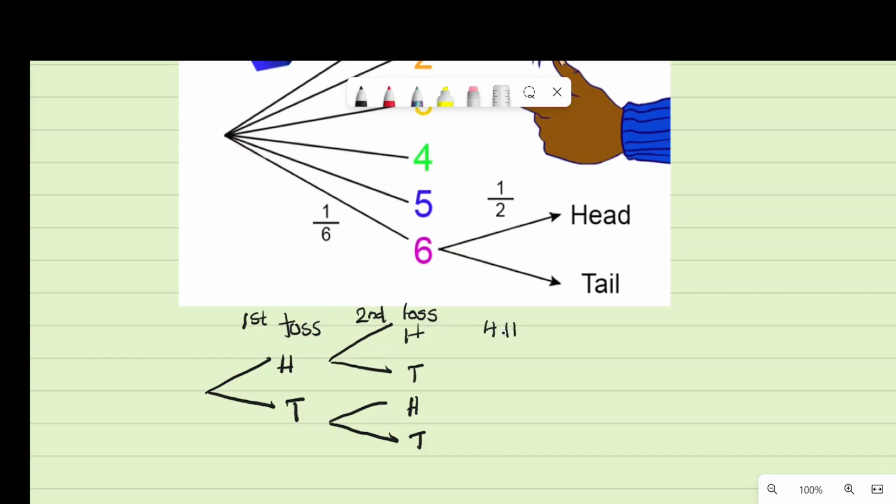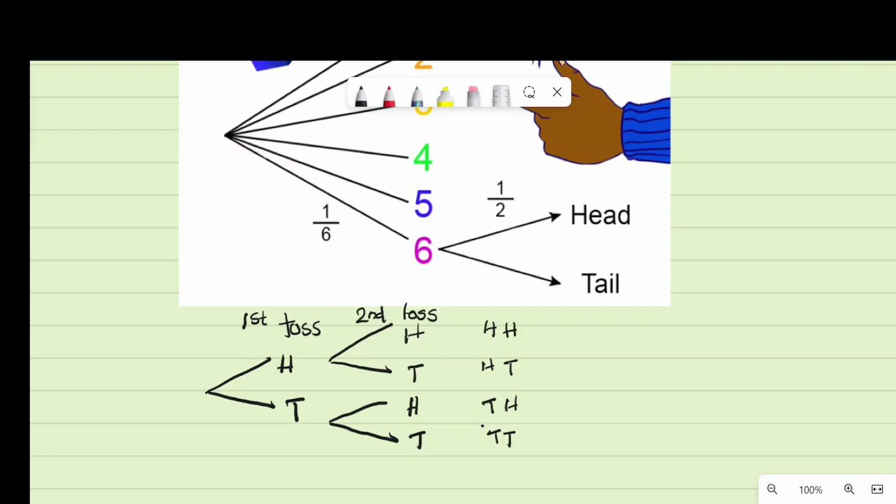That means head in the first toss, head in the second toss; head in the first toss, tail in the second toss; tail in the first toss, head in the second toss; tail in the first toss, and tail in the second toss. So this getting a head is an event. Tossing a coin is an experiment.